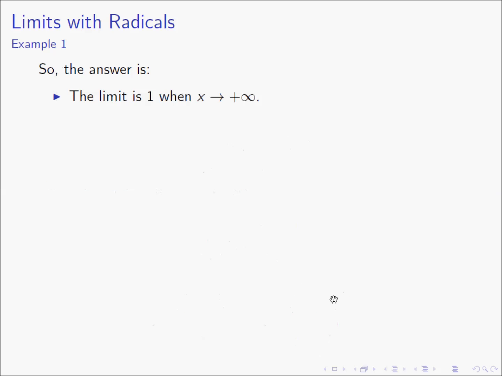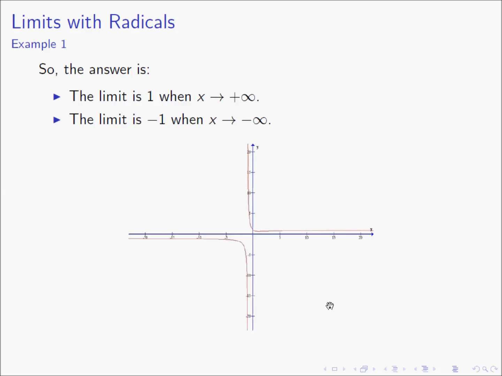So the answer to this problem is the limit is 1 when x approaches positive infinity, and the limit is minus 1 when x approaches negative infinity. And we can check this with the graph of this function. You can see that when x is taking values greater and greater but positive, the graph of the function approaches 1. And when x becomes negative and approaches negative infinity, the function approaches minus 1. So you can see that what we did solving the limit makes sense.